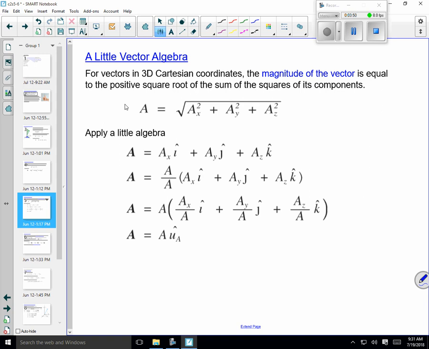Then I take the A in the denominator and distribute it throughout the parentheses there. So I've got a magnitude on the outside, and then I've got Ax over A, i hat direction, plus Ay over A, j hat direction, plus Az over A, k hat direction. Well, what are all those things in there? That's how I calculate a unit vector. By definition, that's what a unit vector looks like. So there it is. That's how I find the vector A is equal to the magnitude of A times a unit vector in the direction of A.